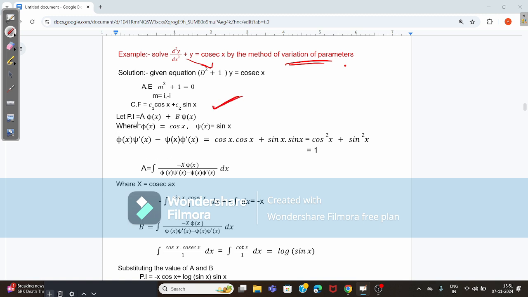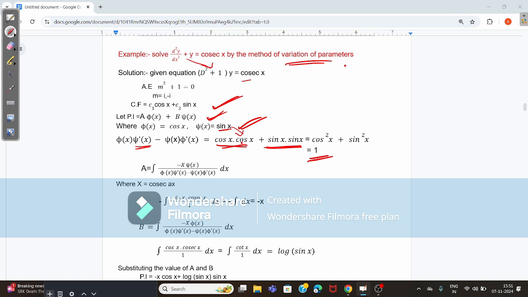Let the particular integral be a phi of x plus b psi of x, where phi of x is cos x, psi of x is sin x. Phi of x, psi dash of x means you have to differentiate this. Differentiating sin x gives cos x, and differentiating cos x gives minus sin x, and minus minus gives plus. When you multiply these two values, cos square x plus sin square x gives the value 1. What value did you get here? 1.